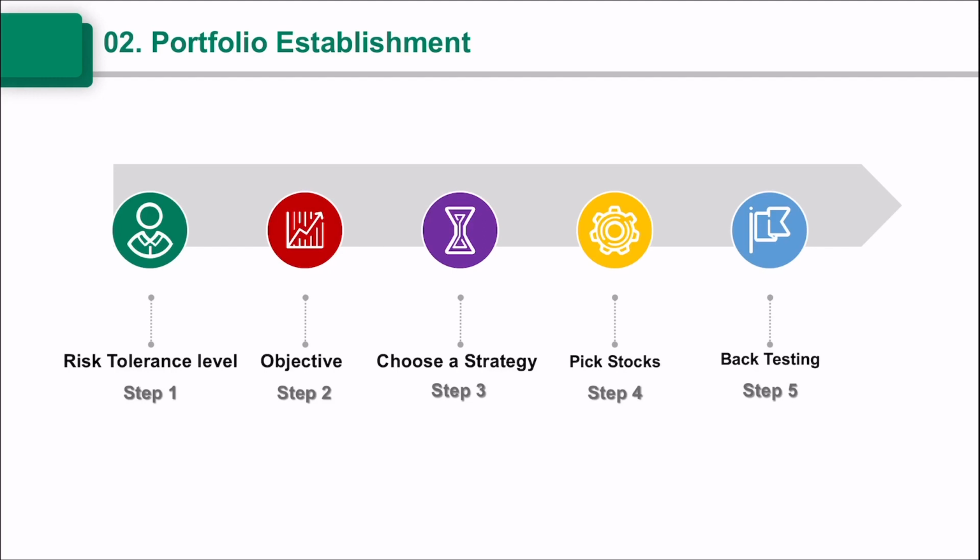So we have a general understanding of our risk tolerance level, and we were able to set up the objective based on how much risk we can accept, as well as how much return we want to achieve. After that, we chose a strategy that can provide a corresponding result with our objective. And eventually, we picked stocks based on the strategy we chose. Finally, we performed backtesting to make sure whether their performance is the same as we expected.